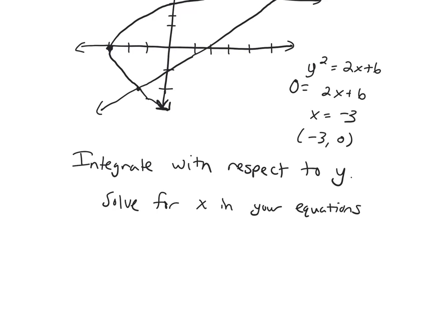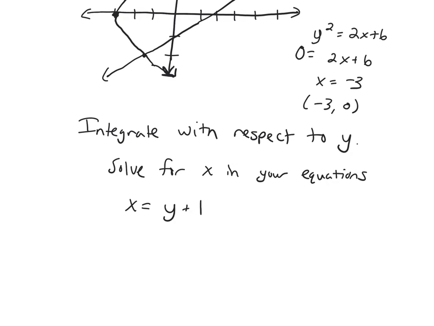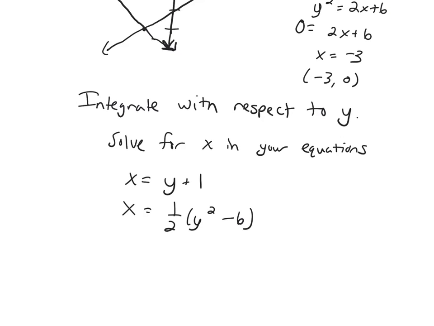So in the first one, if I solve for x, I get x equals y plus 1. And in the second one, if I solve for x, you're gonna get x equals 1/2 y squared minus 3. So there's my first one and there's my second one. All I did is I took my equations that I started with and I solved for x in them.